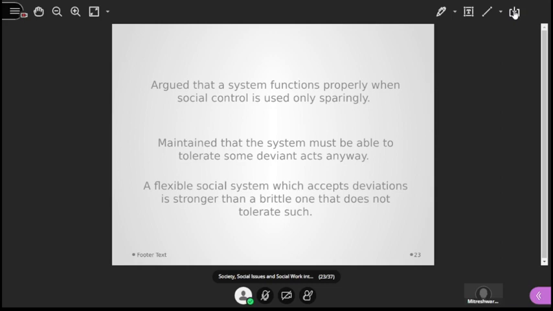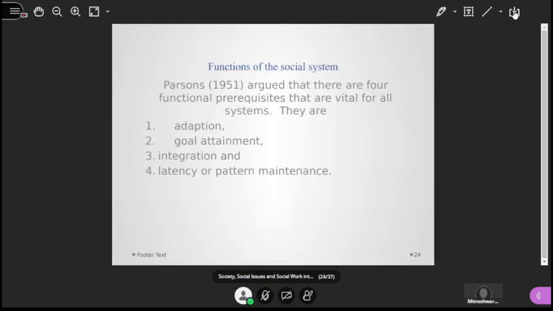A flexible social system which accepts deviations is stronger than a brutal one that does not tolerate such. Alors, c'est une société que peut-être tu es capable d'accepter. Sans tolérer, ne pas être capable de tolérer un petit peu, tu peux maximiser la déviation et tu peux commettre une offense plus grave. So there should be some flexibility.